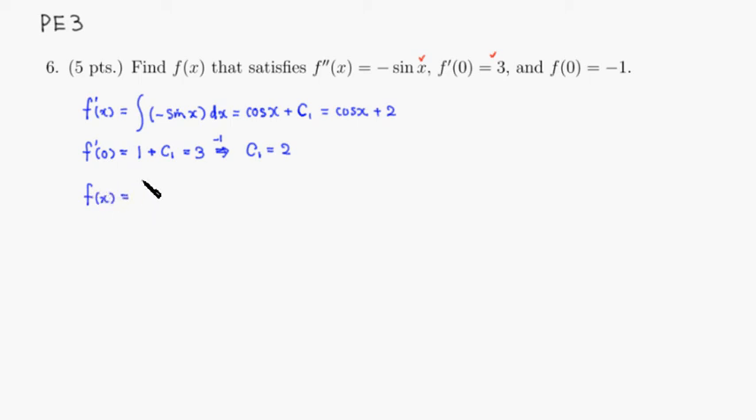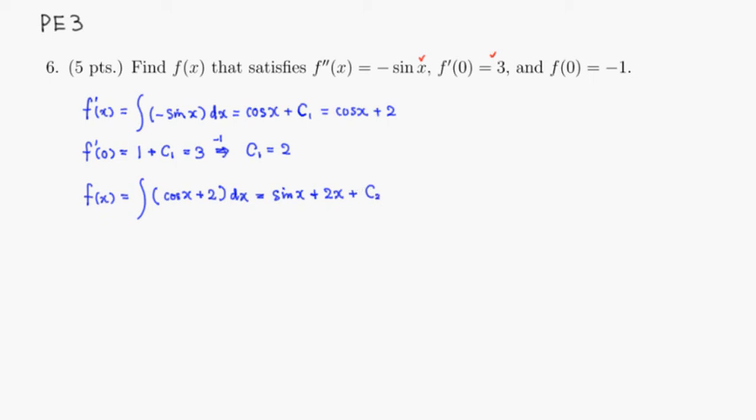So the antiderivative of cosine of x plus 2 with respect to x. The antiderivative of cosine is sine of x, and the antiderivative of 2 is 2x. Then you might have some constant, so I'm going to call it C2.